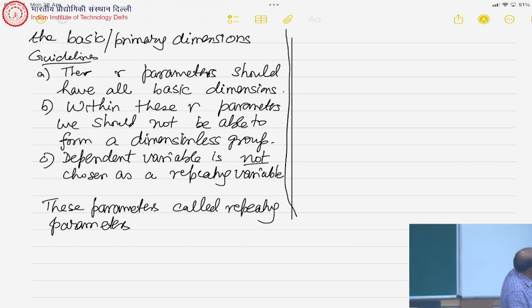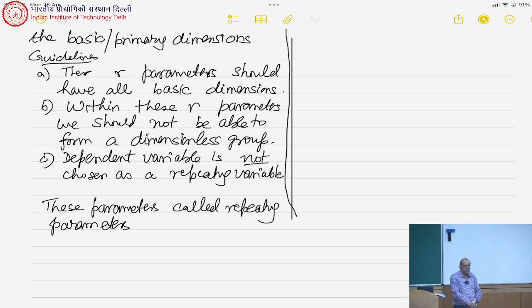Now let's go to the example. In our example, what was there? Fd was a function of rho, v, d, mu. So which will be the repeating parameters we will choose? Well, as we have decided, the dependent variable should not be chosen, so we will not choose F as a repeating parameter. So we are left with four: rho, v, d and mu. And we can choose any three of these.